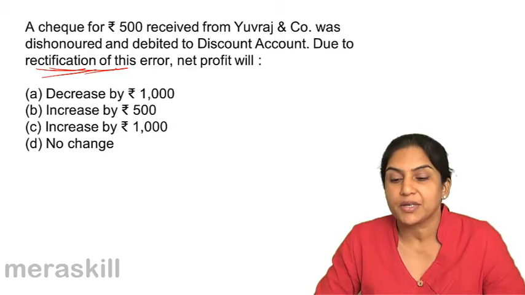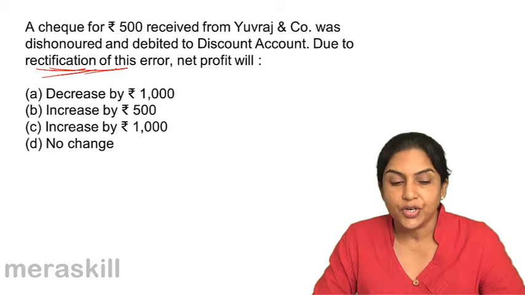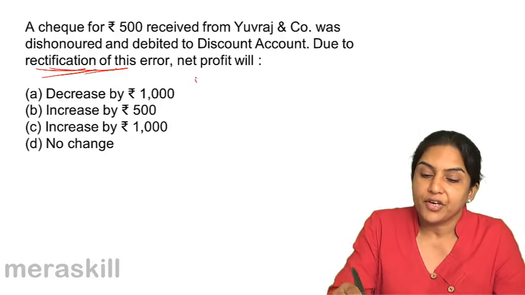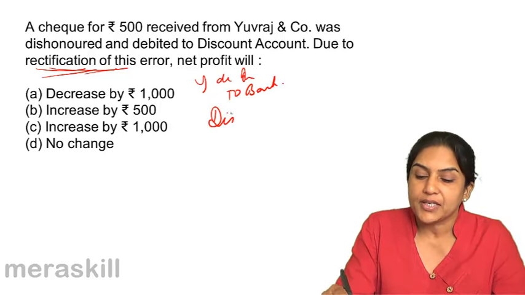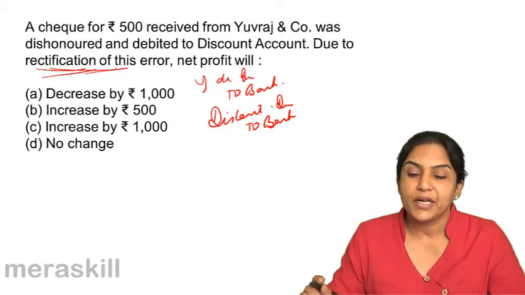When we received, we said bank account debit to Yuvraj. But then it is dishonored. When it's dishonored, what should be our entry? Our entry should have been Yuvraj account debit to bank. Instead, what did we do? We debited discount account.